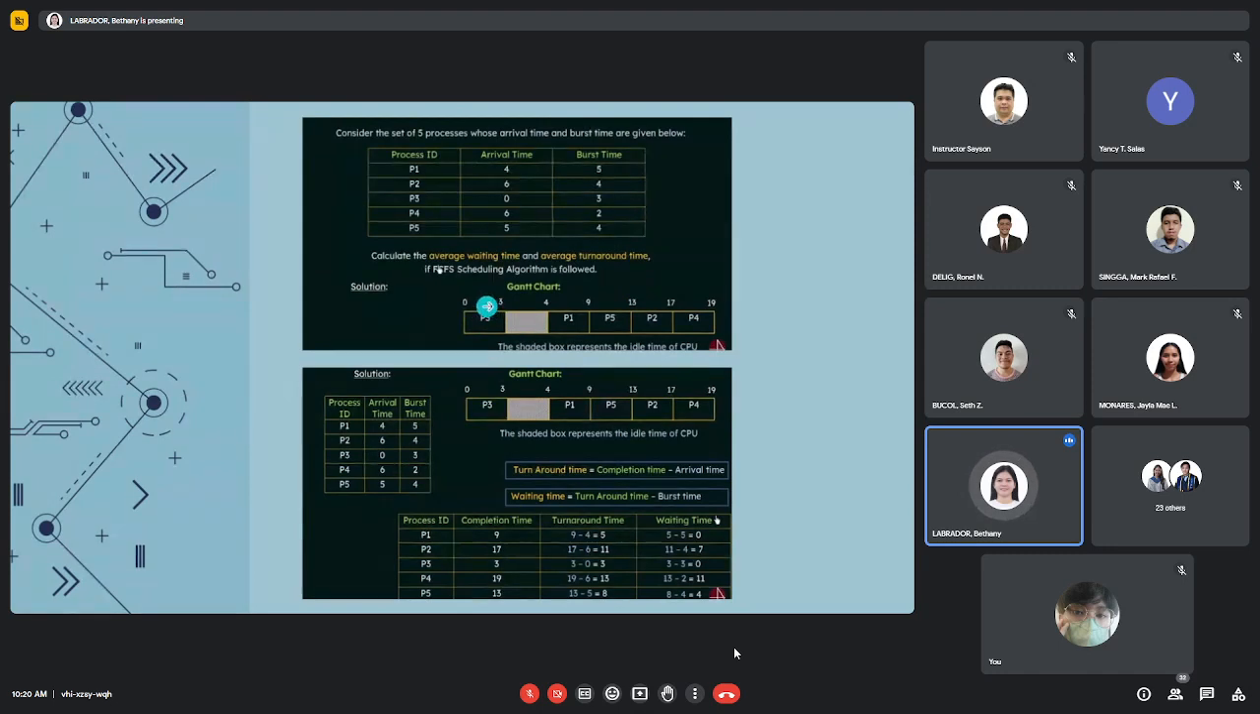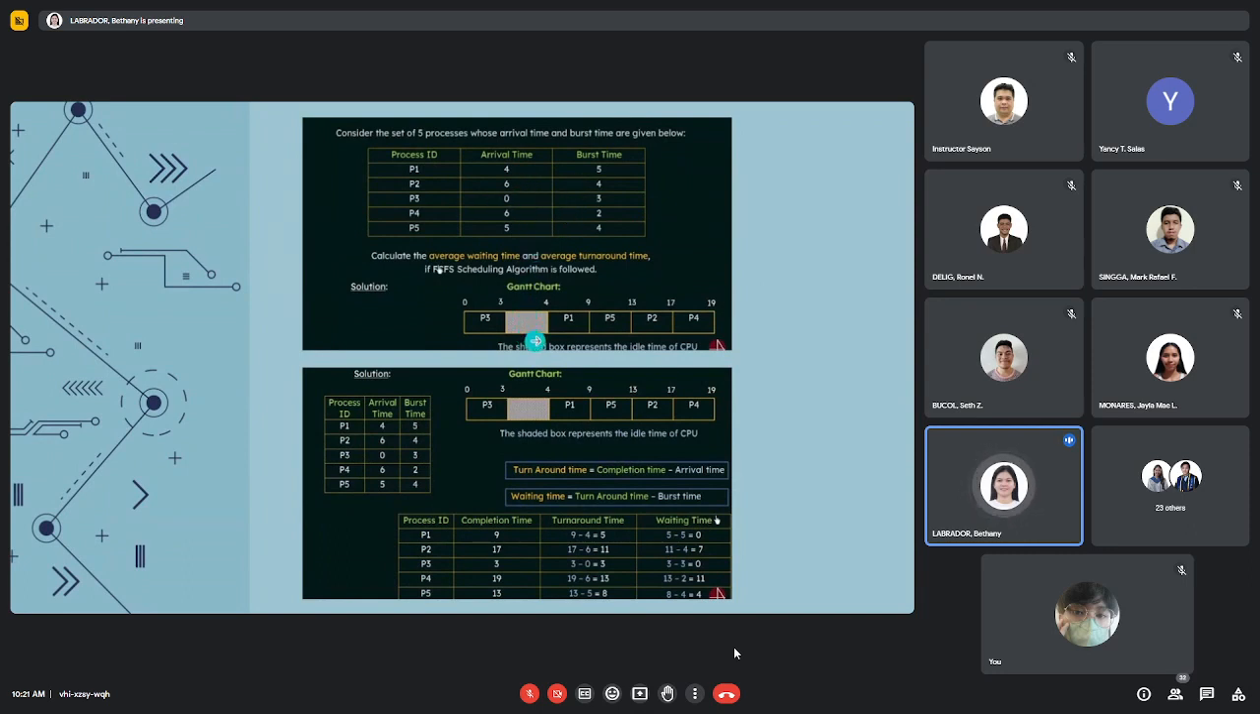So it arrived at time 0 and it got the CPU at exactly time 0 and it executed for 3 units of time. Now here, if you see that we have a blank or shaded box, the shaded box represents the idle time of the CPU. In order to find that, we have to see the Gantt chart and this table.